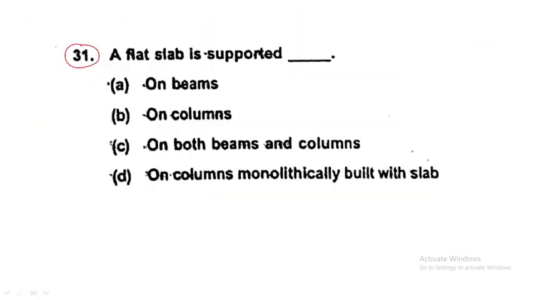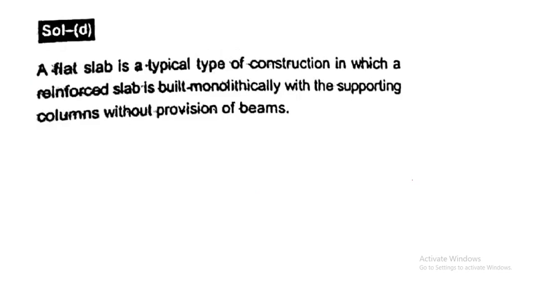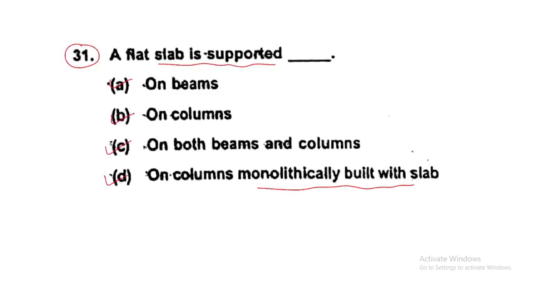Next one, question number 31. A flat slab is supported. Where is the flat slab supported? Can anyone tell me? Either on the beams, or on the columns, or on both beams and columns, or on columns monolithically built with the slab. I think you have already seen what a flat slab is, right? So what is a flat slab?